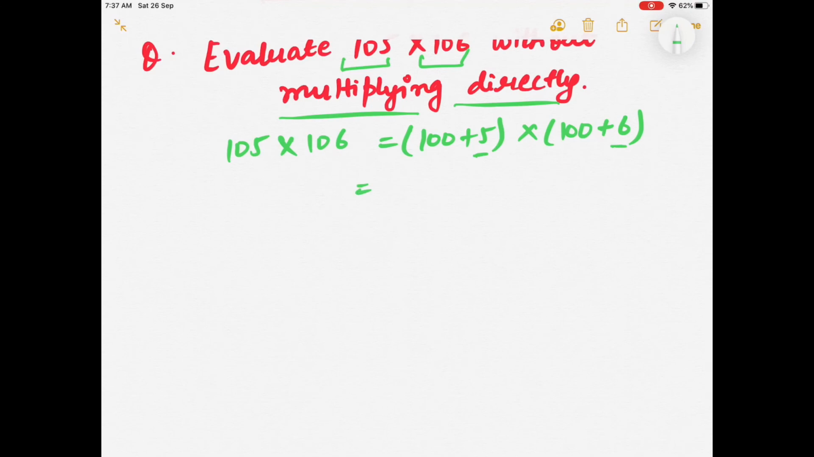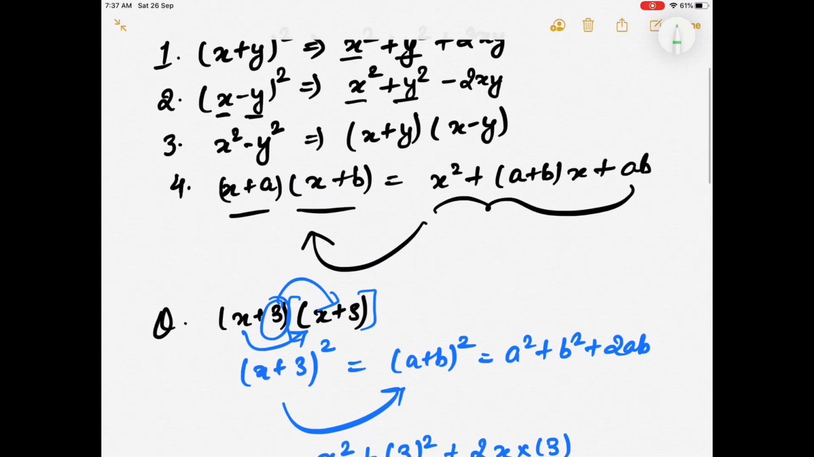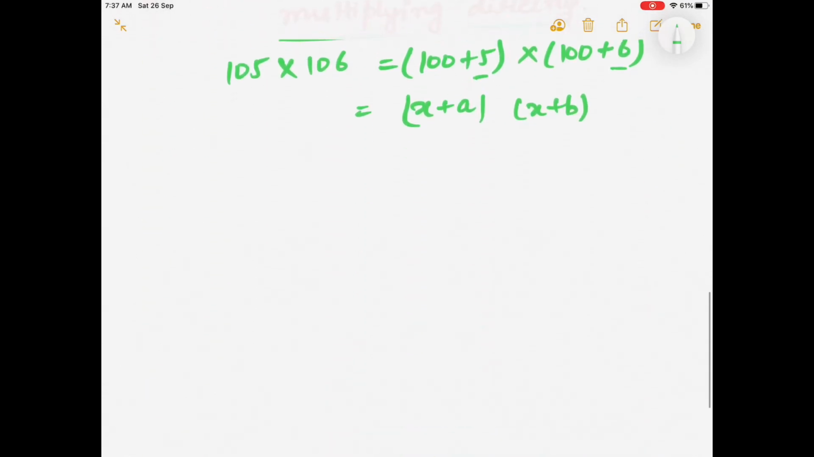Now what identity will we use? Can you see (x plus a) and (x plus b) here? So we will use the fourth identity. What was our fourth identity? (x plus a) into (x plus b) is equal to x square plus (a plus b) into x plus ab. This was our fourth identity, so we will use it here. What answer will we get? x square plus (a plus b) into x plus a into b.